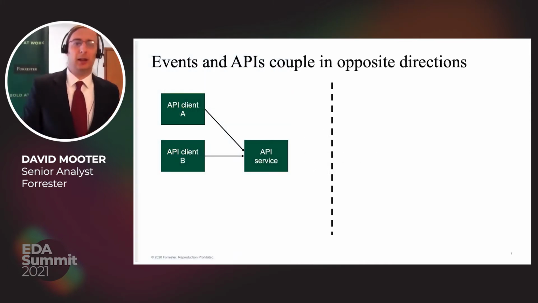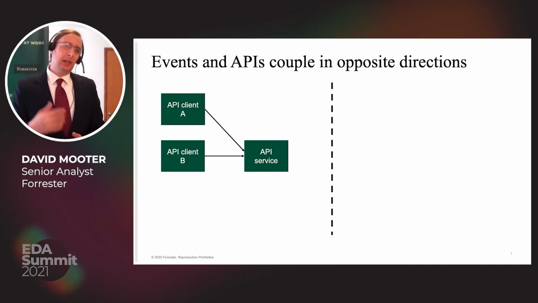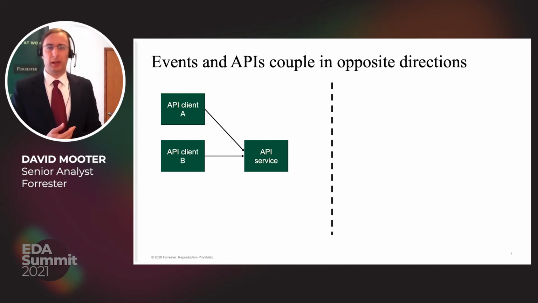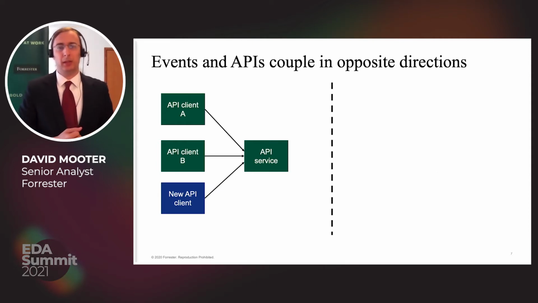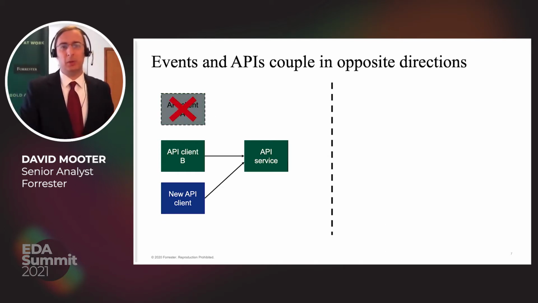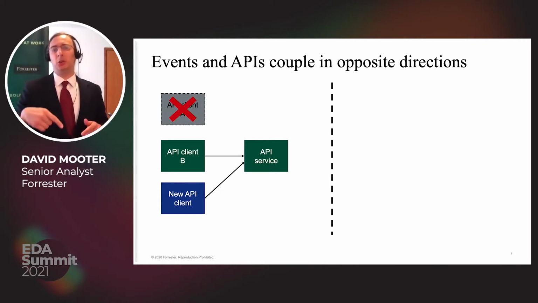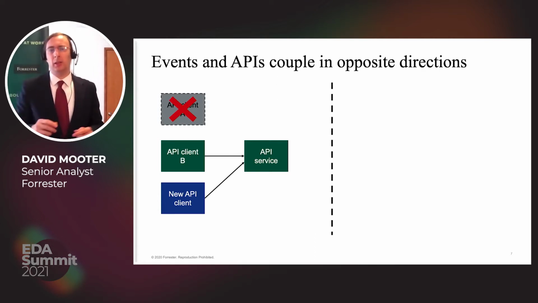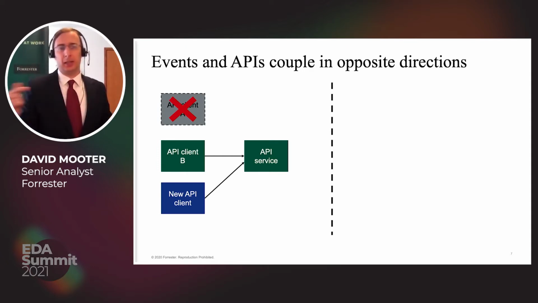We can see that on the next slide, where I should just describe how events and APIs couple in opposite directions. Here you see an API service with two clients, and our business changes. Now I have a new API client I build that calls this service. Again, our business changes, and I need to decommission one of these API clients. Well, I can do this without any effect to the API service, so this service is decoupled from the clients. The opposite is not true. If I decommission that service, I just broke all the clients. So the clients are coupled to the service, but the service is decoupled from the clients. That's the direction of your decoupling.